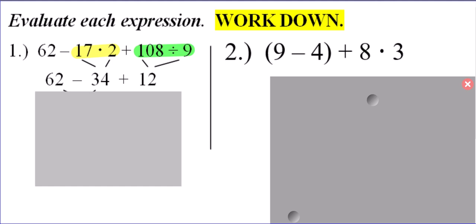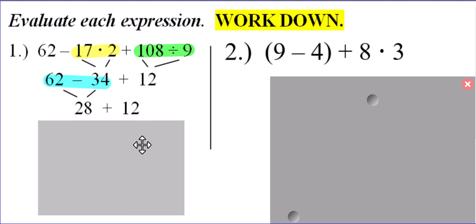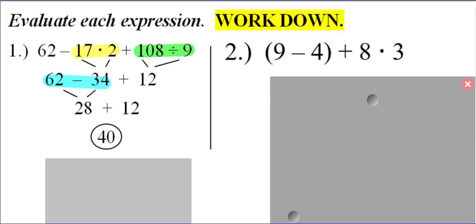Now, how do I finish this problem? I do addition and subtraction going left to right. If you thought addition always comes before subtraction, you thought wrong. The only way addition would come before subtraction is if the addition was further to the left, and it's not. Here, the subtraction is further to the left, so I will do that first. And then I will finally add by 12 and get the answer of 40.